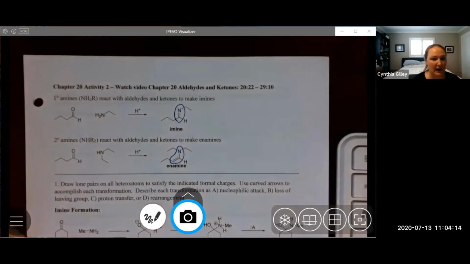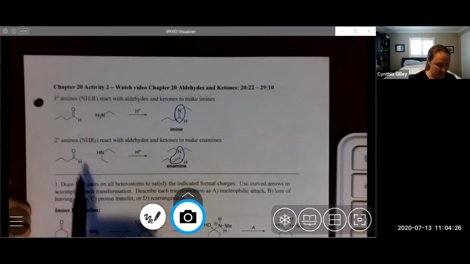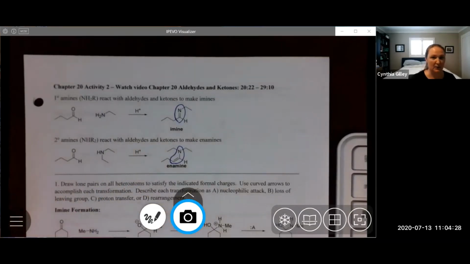And then bending into that pi bond there, this sort of bonding motif is called an enamine. And so the biggest thing is just to make sure you look at what type of amine is being used, and that will tell you what.